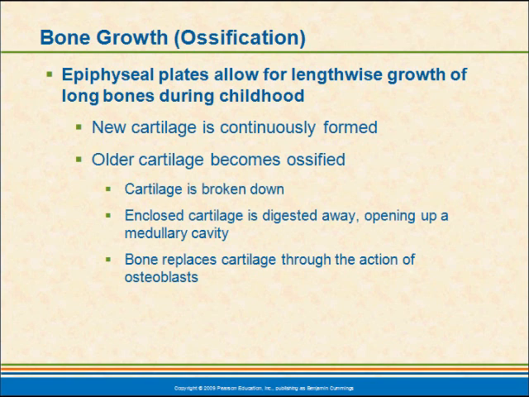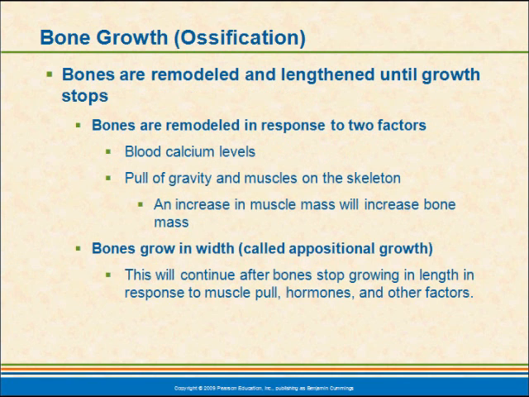New cartilage is continuously formed at the epiphyseal plate. It is formed on one side, while the older cartilage near the diaphysis of the bone is ossified. As the cartilage gets broken down, the cartilage then gets digested away, opening up this cavity, the medullary cavity, and bone replaces this cartilage through that ossification process.